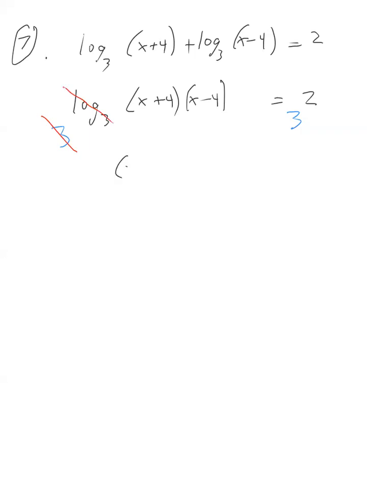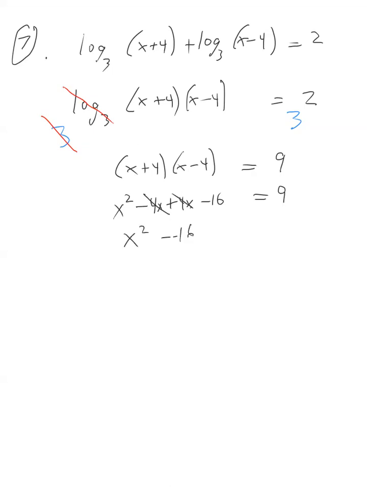So then the only thing left is just the inside, which is what we multiplied together before. Then on the right side, we have 3 to the power of 2, which is 9. Then we go ahead and multiply this out. So x times x is x squared. Sorry, I did the wrong order. x times negative 4 is negative 4x. 4 times x is plus 4x. And then positive 4 times negative 4 is negative 16. And then negative 4x plus 4x cancel each other out. So you get x squared minus 16 equals 9.